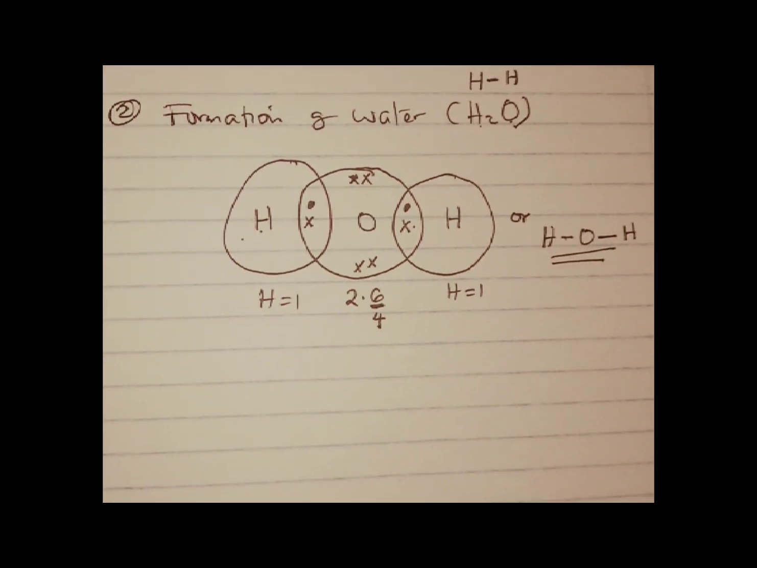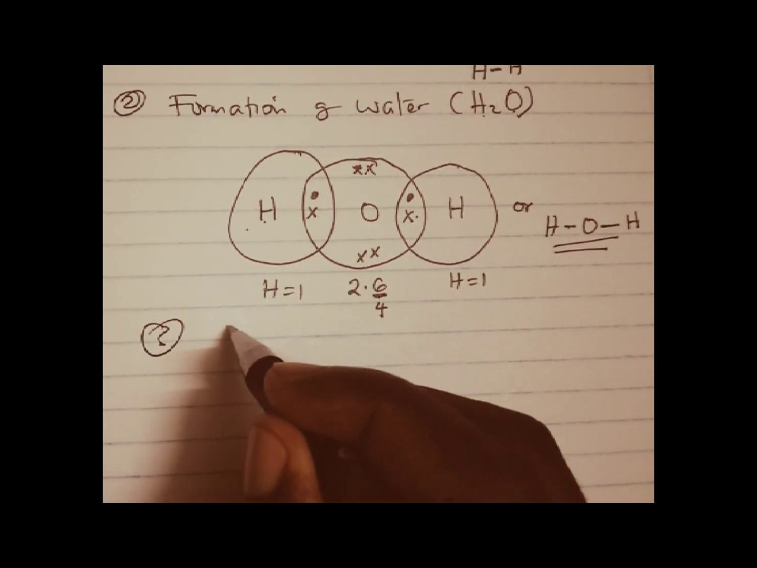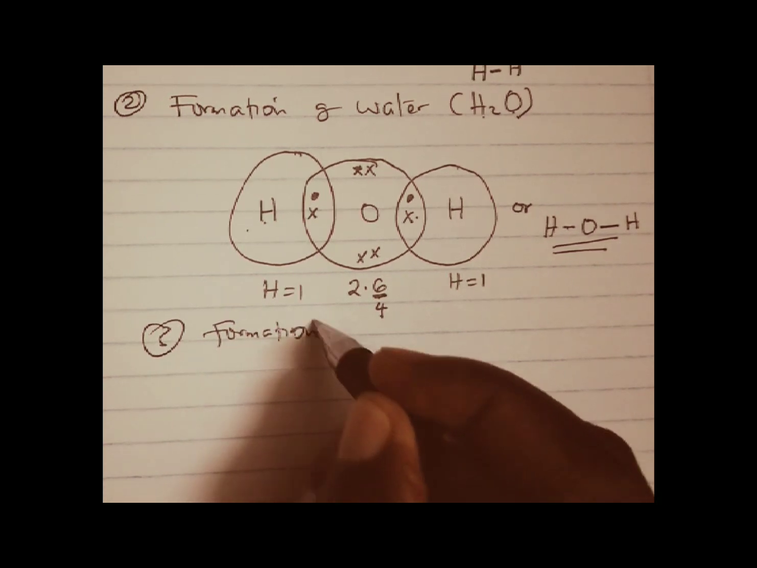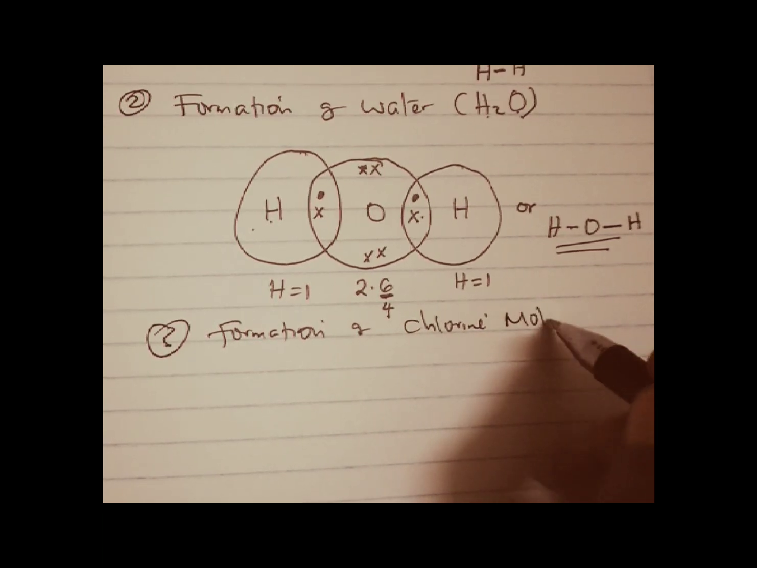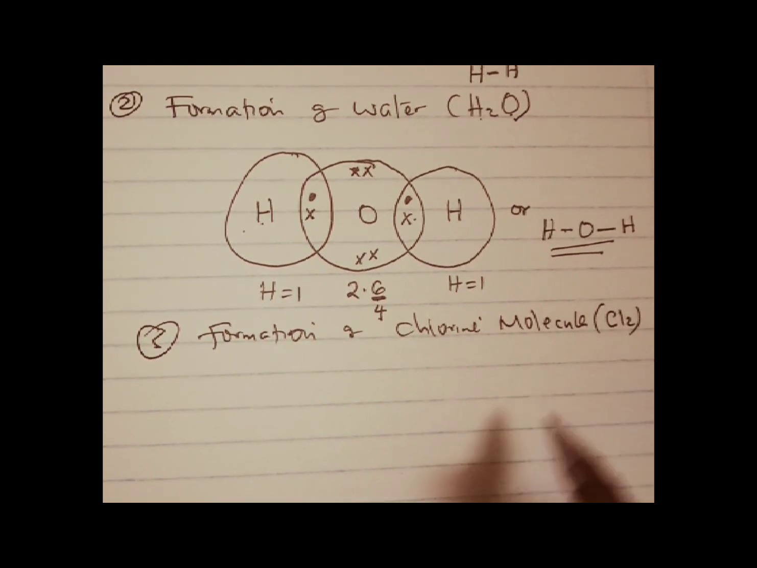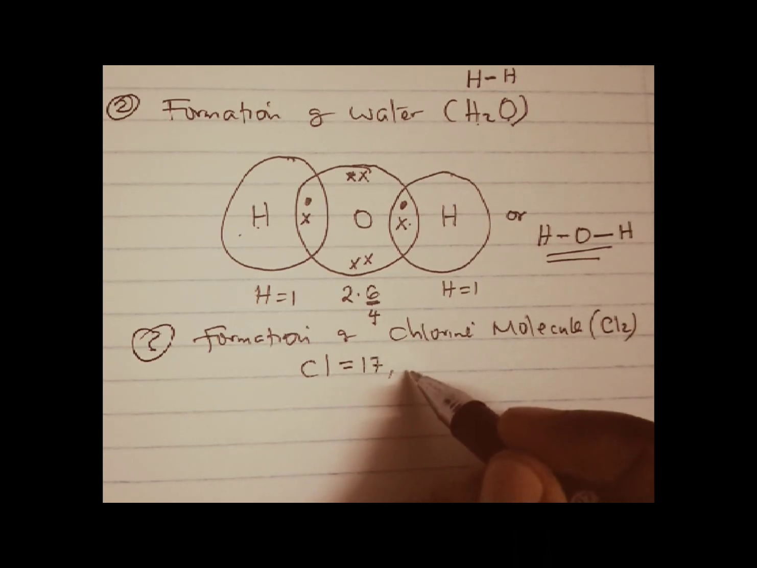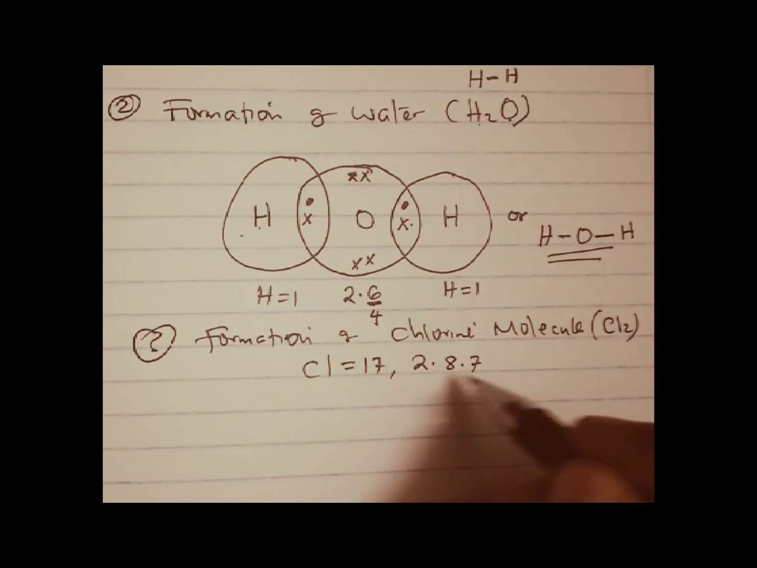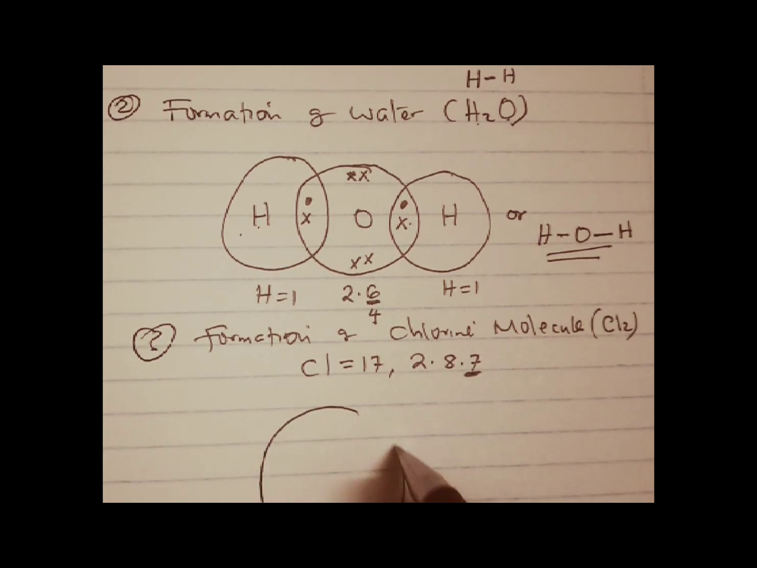The last example we are going to use, let us see how a chlorine molecule is formed. Formation of chlorine molecule. Chlorine molecule is made up of two chlorine atoms, and in this case we know that chlorine is found in atomic number 17 with an electron arrangement of 2, 8, 7. The other chlorine also has the same electron arrangement. We are going to focus on the valence electrons, or electrons in the outermost energy level. So we are going to present our diagrams like this.